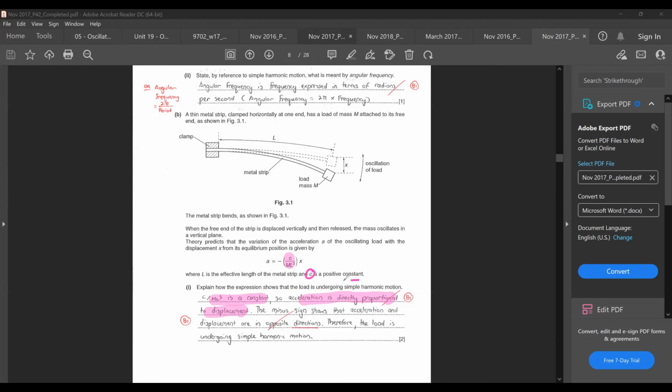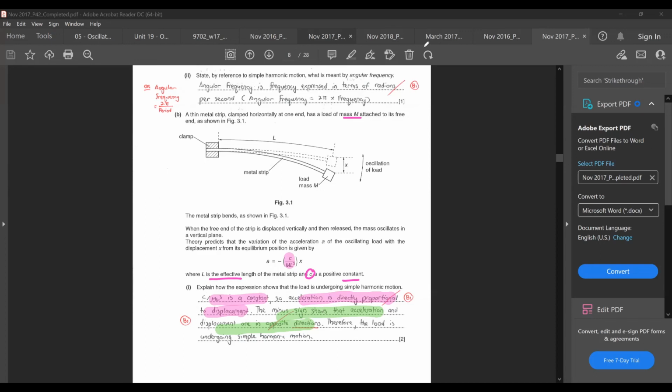C is a constant. L is the length of the metal strip, which is also a constant. And then big M is actually your mass, which should by right be constant also. So you can just say that everything here, C over ML cubed, is constant. And then from there, you say that the minus sign shows that acceleration and displacement are in opposite directions. Therefore, the motion is simple harmonic.